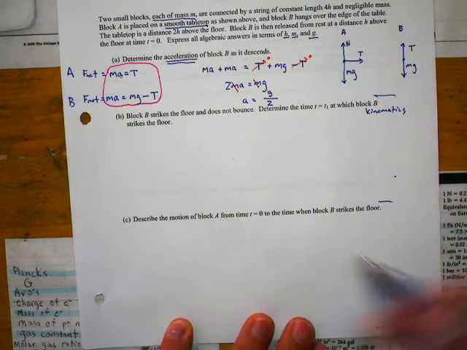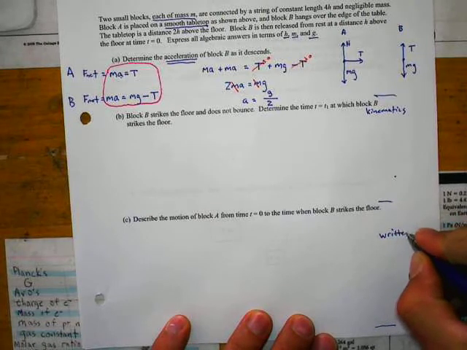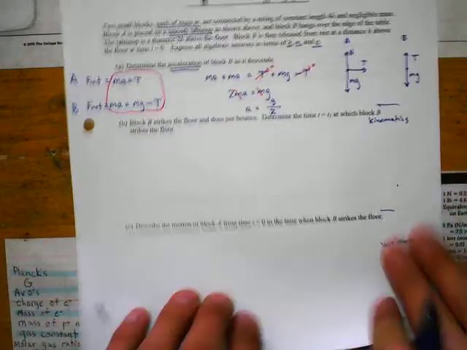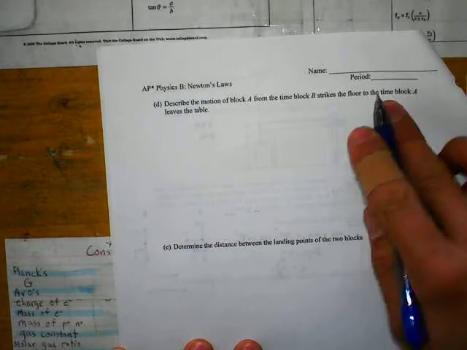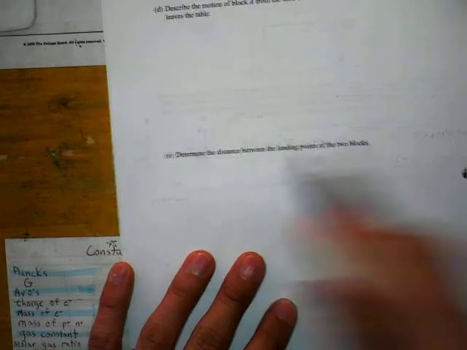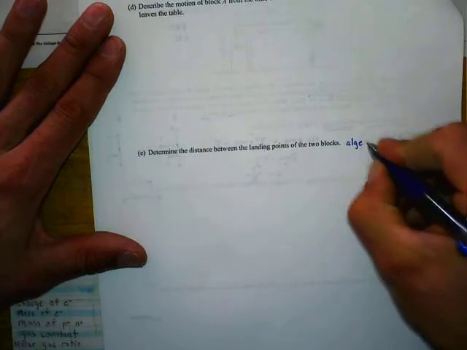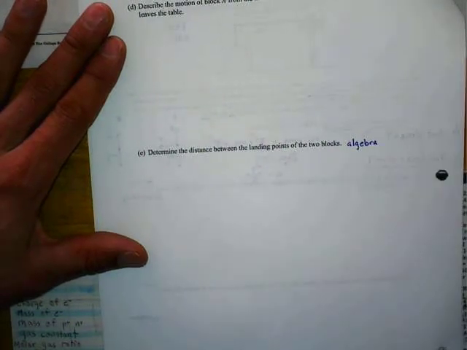Here they want us to describe the motion. This is going to be written. We're not going to do math here. Part D, describe what's happening. Part E, determine the distance. Here you are going to need to do some algebra, just like we did in part A.